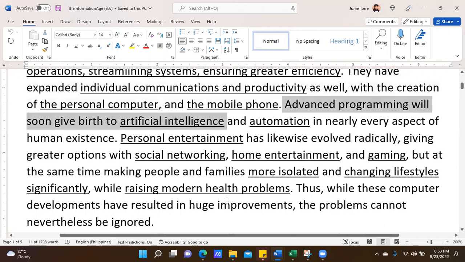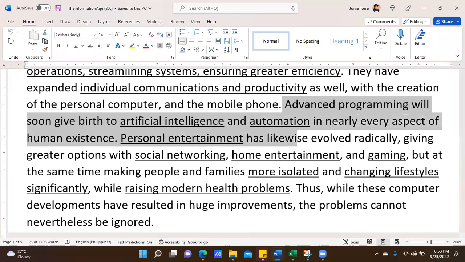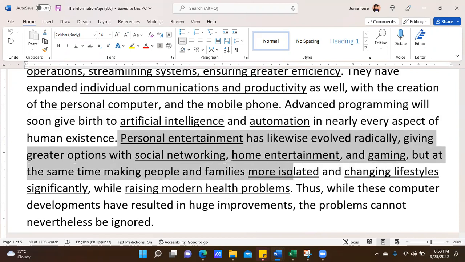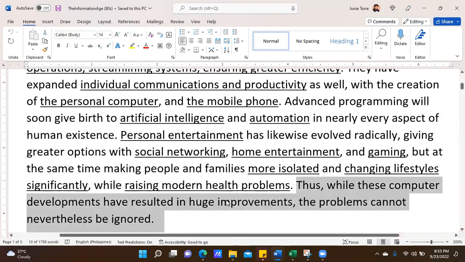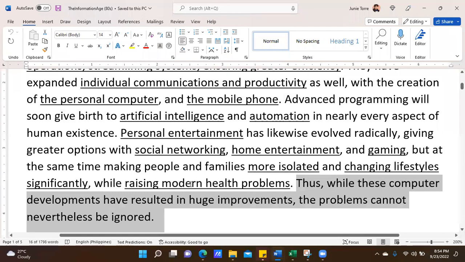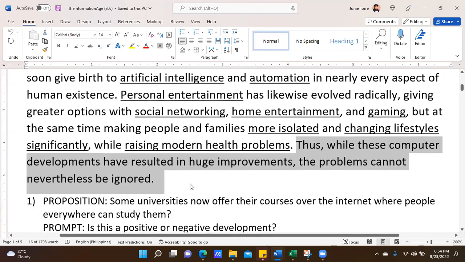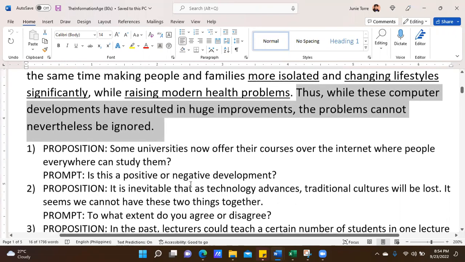Advanced programming will soon give birth to AI and automation in nearly every aspect of human existence. Personal entertainment has likewise evolved radically, giving greater options with social networking, home entertainment, and gaming, but at the same time making people and families more isolated and changing lifestyles significantly while raising modern health problems. Thus, while these computer developments have resulted in huge improvements, the problems cannot nevertheless be ignored.